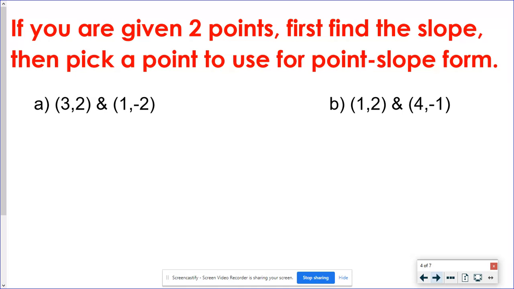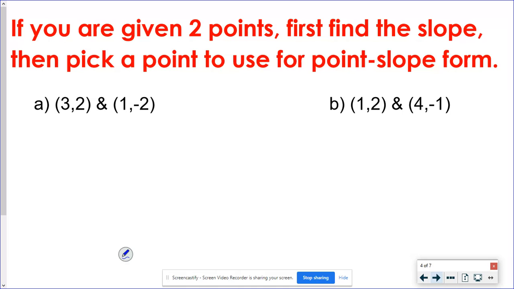So here's the new stuff for today. Instead of just telling you the slope, I'm going to give you 2 points. You have to find the slope, and then we're going to use that to write our equation in point slope form. Really, you can use either ordered pair when we write our equations in point slope form. The worksheet that you're going to do today is going to say use the first ordered pair. So we're just going to do that here, but I'll show you later that it really doesn't matter which ones you pick.